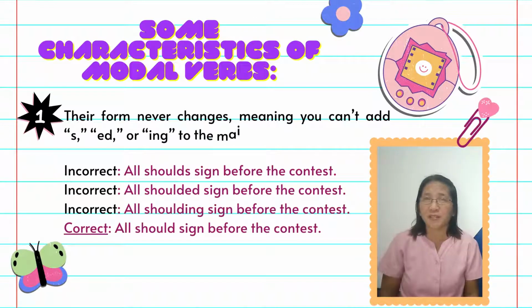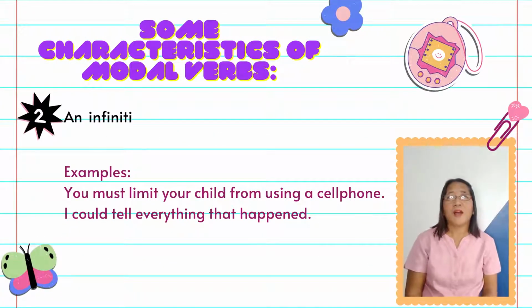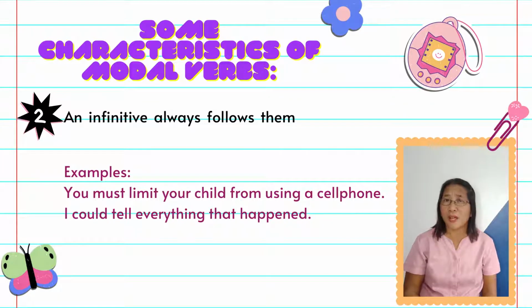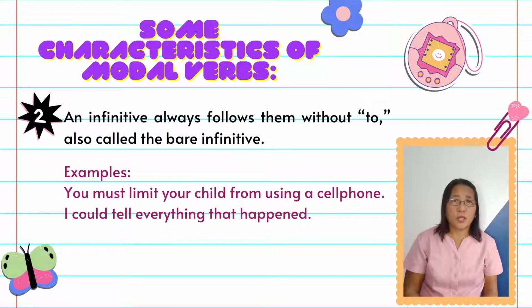First, their form never changes, meaning you can't add s, ed, or ing to the main verb. It is incorrect to say all should sign before the contest. Using the same example, it is also incorrect to use shoulded and shoulding. The correct version of the sentence is all should sign before the contest. And second, an infinitive always follows them without to, also called the bare infinitive. Examples: you must limit your child from using a cell phone. I could tell everything that happened.